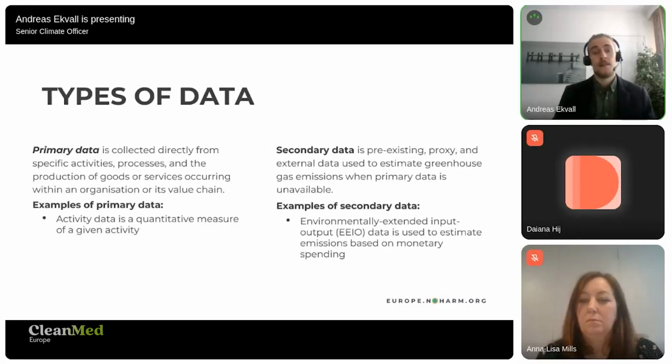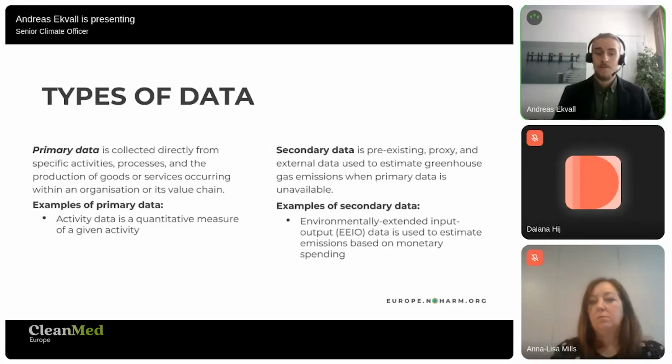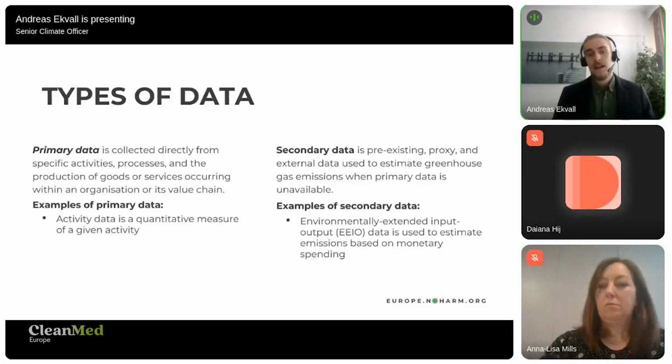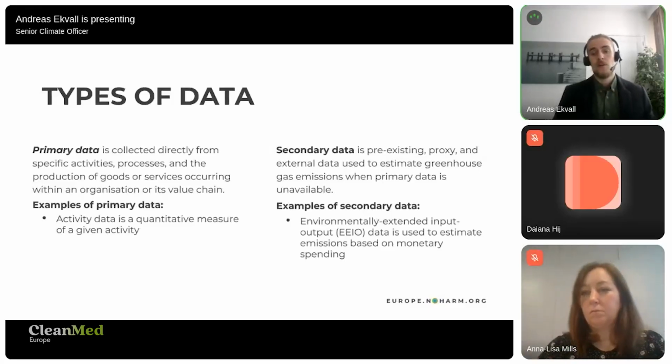Secondary data also plays a vital role because primary data isn't always available. So instead of collecting everything ourselves, we can rely on proxy data or data from external sources to help us estimate emissions. Expenditure data is often used as a proxy to estimate emissions. It can be collected from budgets or from how much money is spent on a specific emission category, project, or procurement.